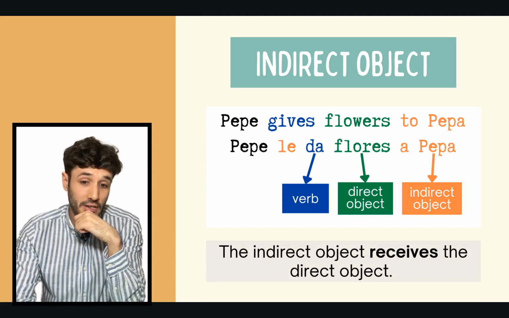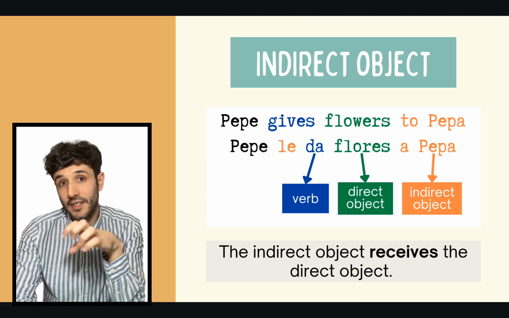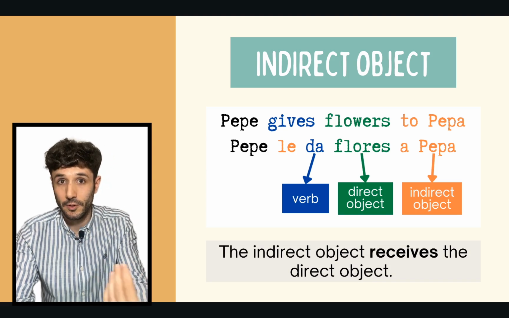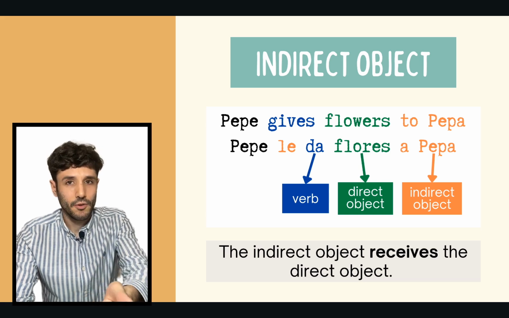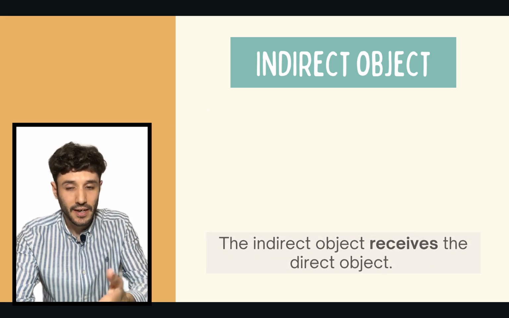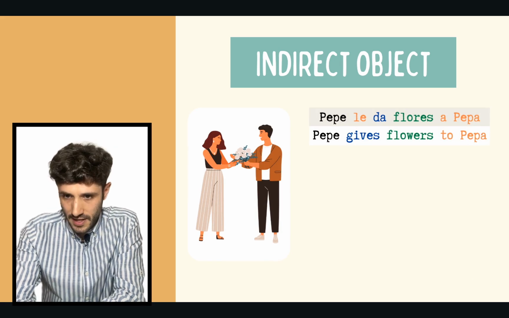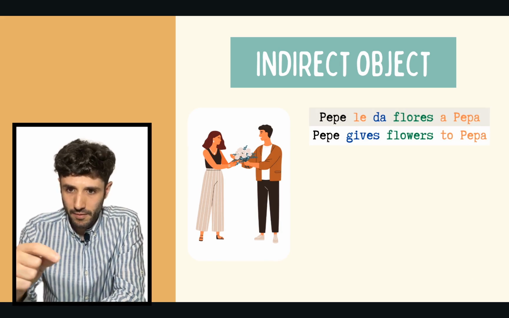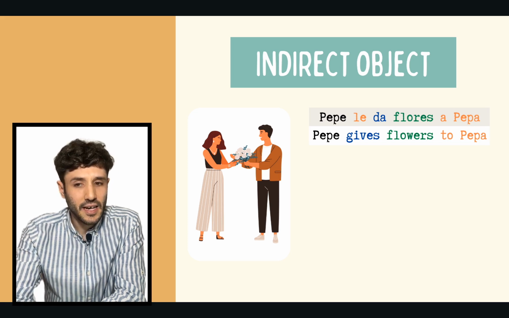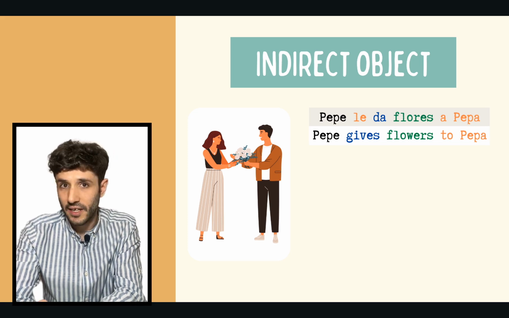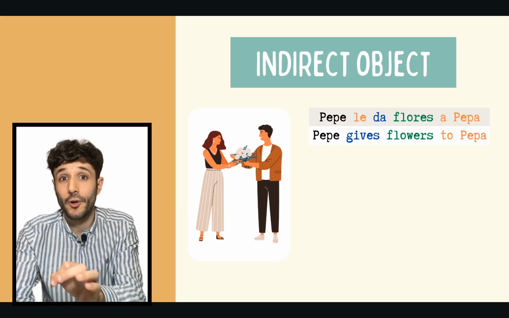How we say it. Okay, so then we can say the indirect object is the object that receives the direct object. Now, here you can see there is no se. And I'm going to explain to you why now. If we go back to this sentence, Pepe le da flores a Pepa, Pepe gives flowers to Pepa, I can choose to simplify it, and I can choose to say Pepe gives flowers to her.